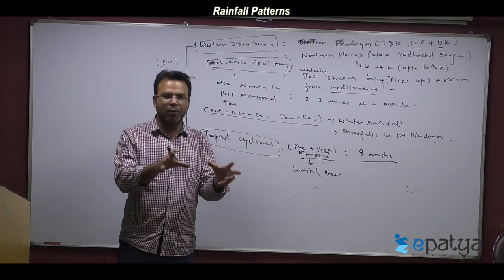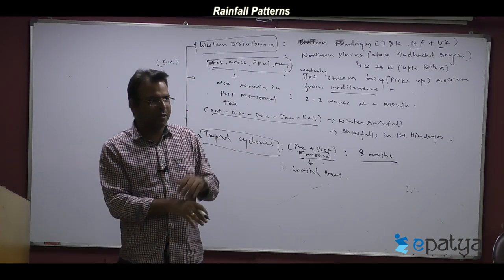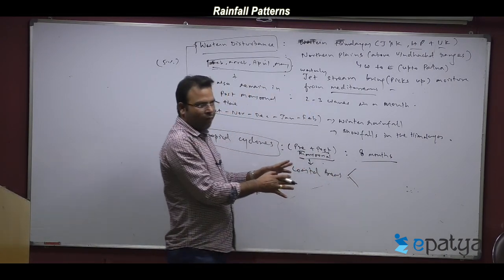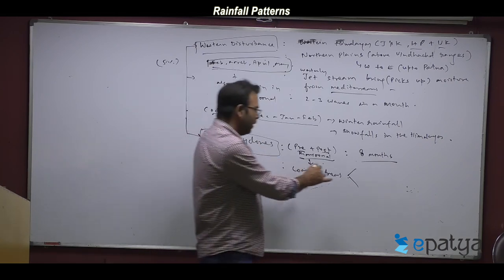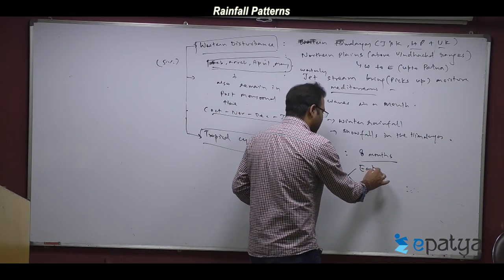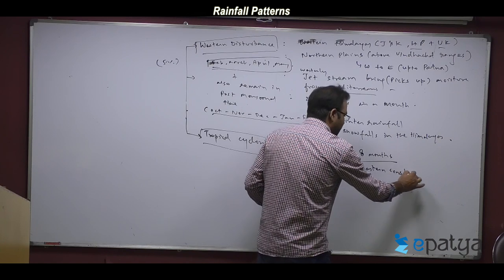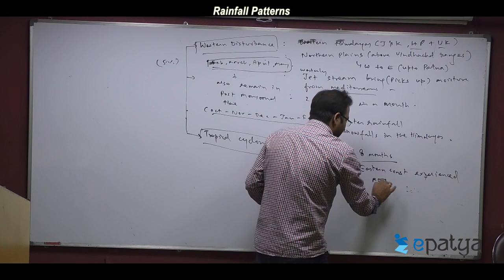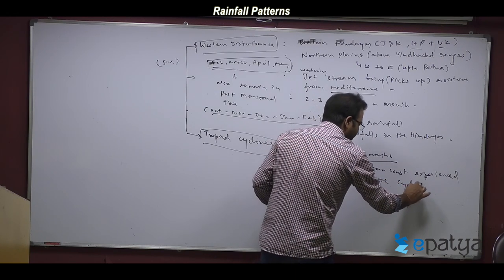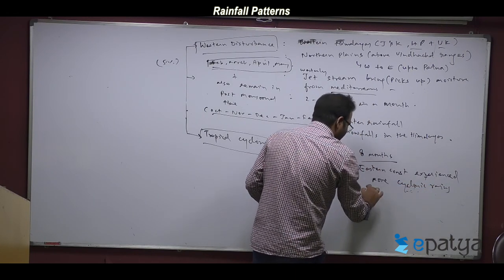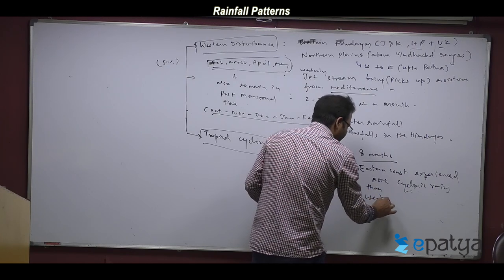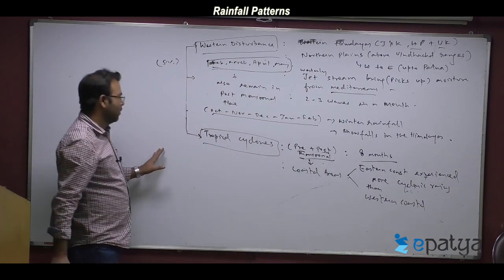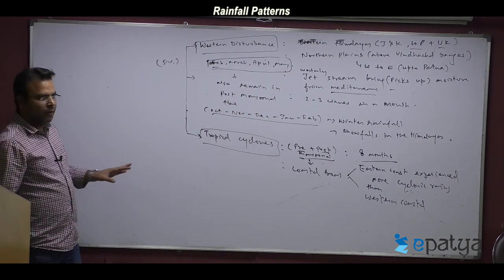Which coast experiences more tropical cyclonic rainfall? Answer is east coast. If you compare the east and the west coast, which experiences more? Answer is east coast. The eastern coastal region experiences more cyclonic rain than the western coastal region.